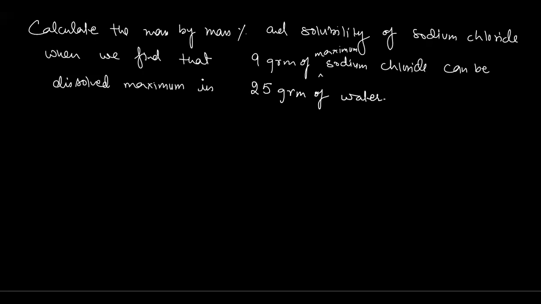Sir, mass by mass percentage is 450 upon 17. Yes, sir. This is the mass by mass percentage. Okay.